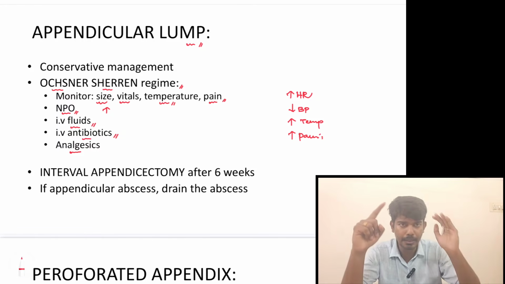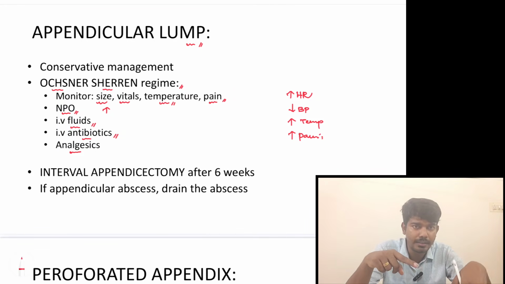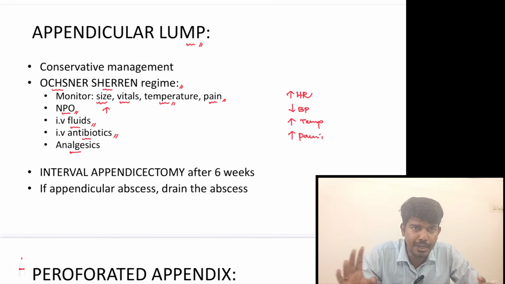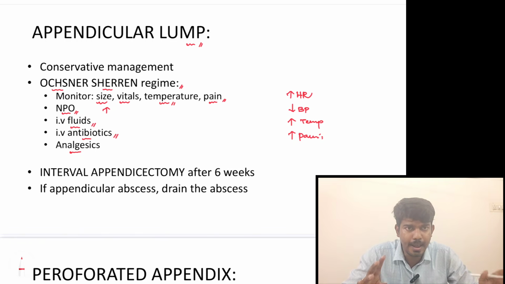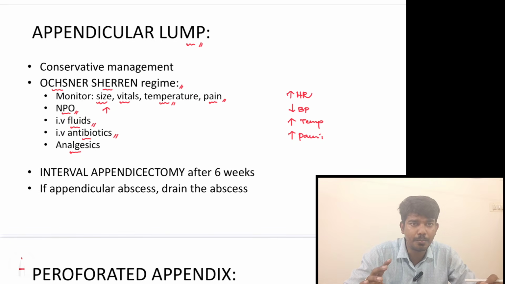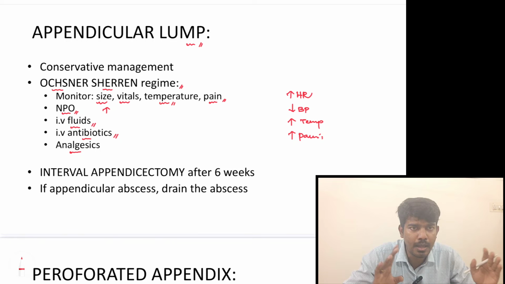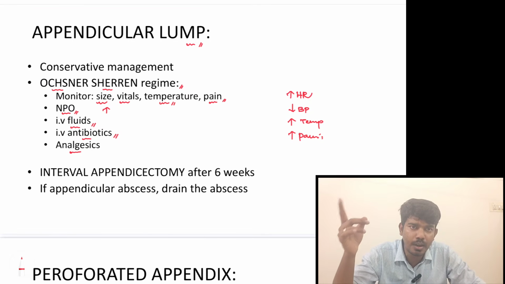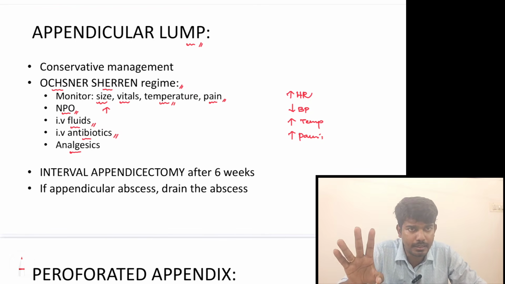Okay. But suppose if there are complications: the swelling size increased, pain increased, temperature increased, heart rate increased, blood pressure decreased, then we have to suspect an appendicular abscess and open. Either we are going to drain the abscess, and if we can find the appendix correctly, we can also do an appendicectomy. If we cannot find the appendix because it is very adherent, we can wait for 6 weeks, then go and do an interval appendicectomy. Okay.